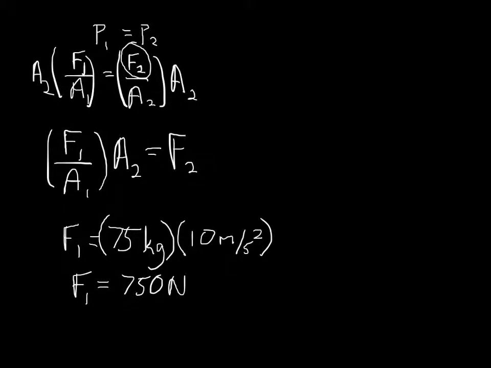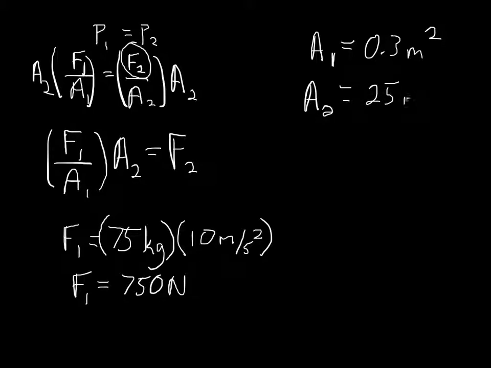Typical area of a hydraulic press, area 1, the small area, probably around 0.3 square meters is a reasonable number. Area 2, the area that we want to put a car on, we probably need at least 25 square meters to lift up a car. That's the area that we need on a second plate. A car needs about 25 square meters of space.